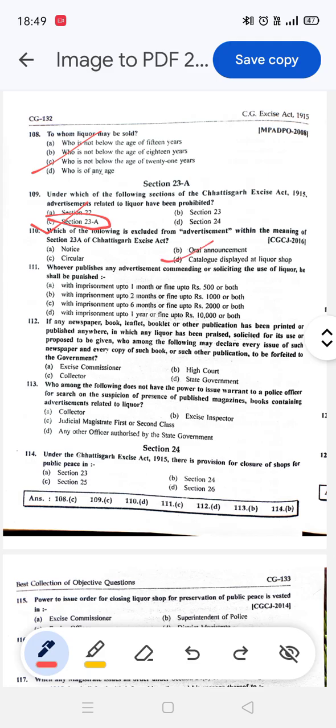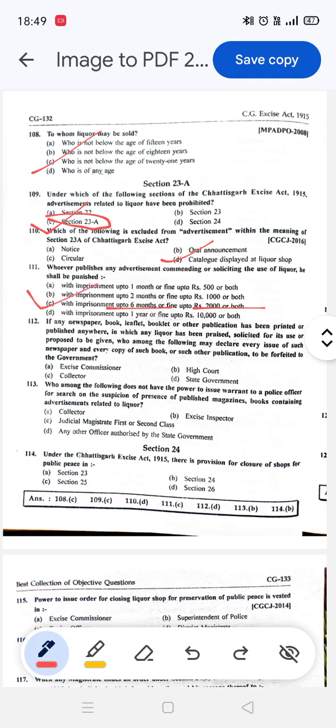Question number 111. Whoever publishes any advertisement commending or soliciting the use of liquor shall be punished with imprisonment of up to 6 months or fine up to 2,000 rupees. So option C is correct.